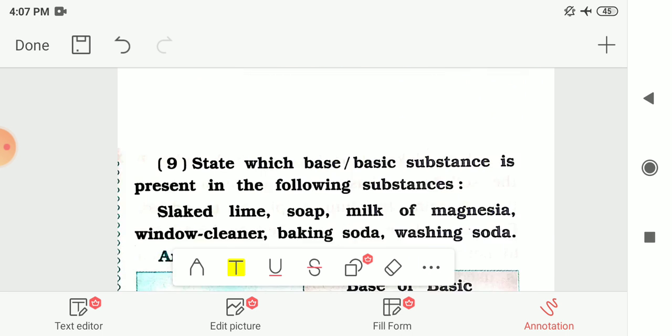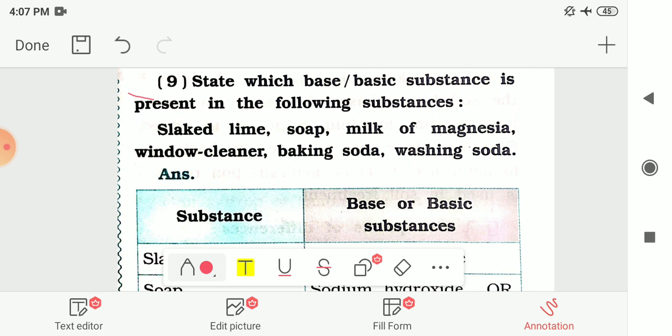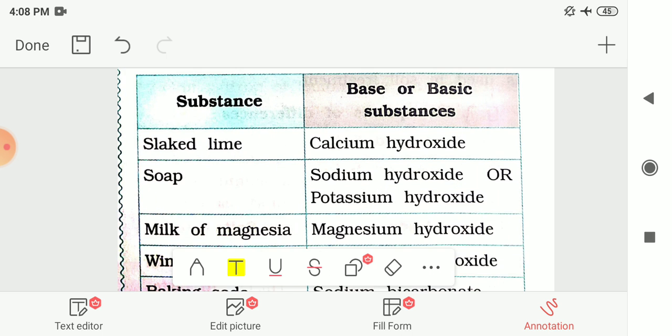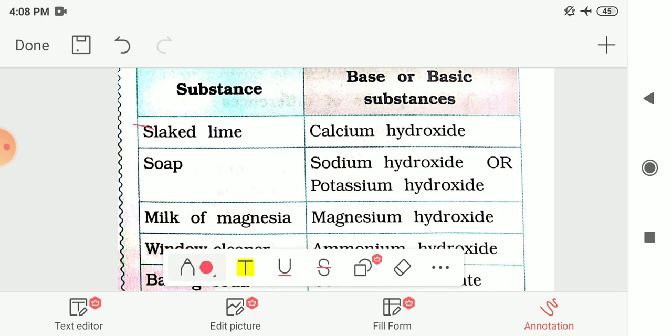Next, 9th number. State which base or basic substance is present in the following substances. Same as the acidic substances, here the names of some substances are given to you. We have to find the basic substance in them. The first one is slaked lime. As we had seen, the chemical name of the substance found in this is calcium hydroxide, which is basic in nature. Next is soap. In soap we find sodium hydroxide or potassium hydroxide.